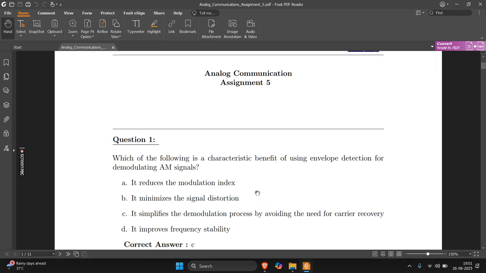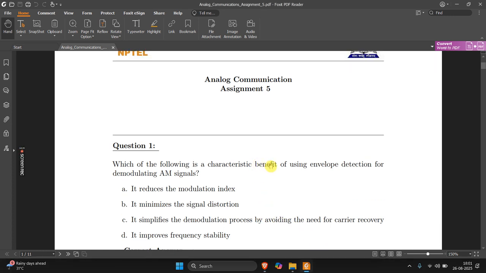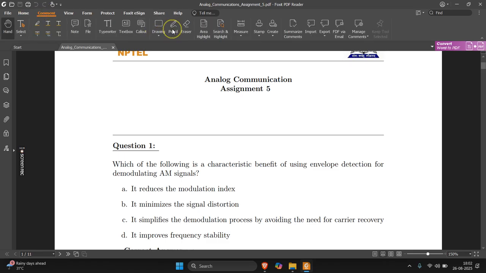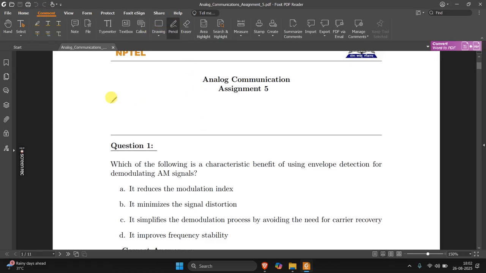Which of the following is a characteristic benefit of using envelope detection for demodulating AM signals? So for demodulating amplitude modulation signals, what is the characteristic benefit of an envelope detector? So what does an envelope detector do? An envelope detector goes like this.